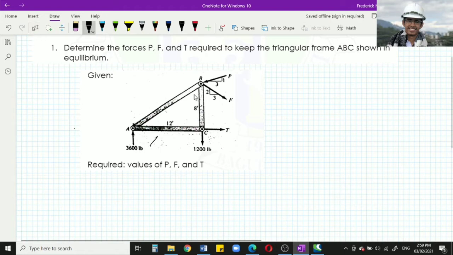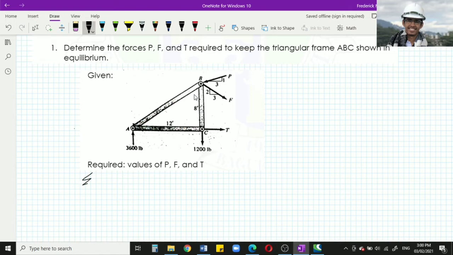forces. Okay? So, saan tayo pwedeng mag-moment para makuha natin yung mga forces? So, itong force T, para makuha natin, pwede tayong mag-moment sa point B. Okay? Yung force P and F natin is concurrent siya sa point B, kaya hindi natin siya pwedeng i-moment doon. So, ang may moment lang natin is itong 3,600 and itong force T. No? Pati itong 1,200, hindi natin ma-moment kasi concurrent siya sa ating point B. Okay? So, pwede natin makuha yung value ng force T.